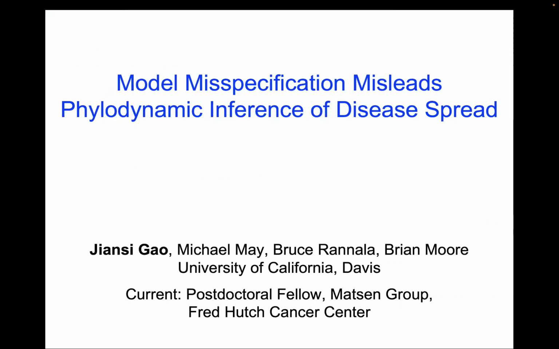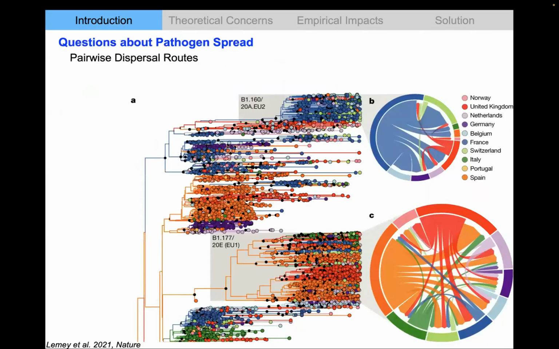Thanks everyone for coming. Today, I'm super excited to share my PhD work that I did together with Mike May, Bruce Ranalla, and Brian Moore on reviewing the impacts of model misspecification on inferences of disease spread and the solutions to alleviate these impacts. Phylogenetic methods have been used extensively to address important questions about pathogen spread.